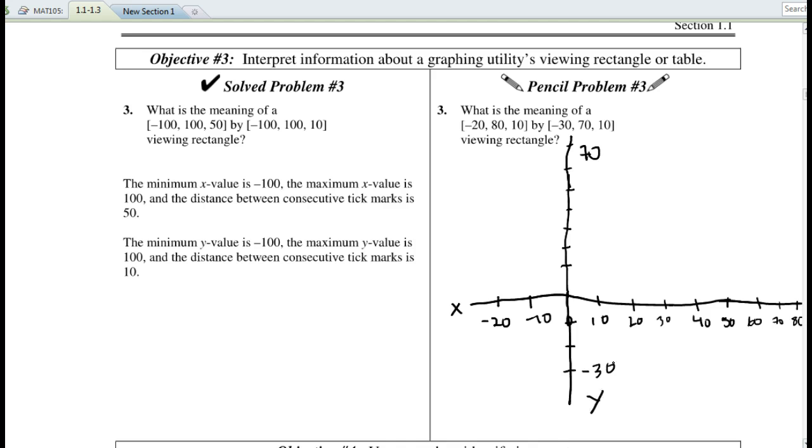So that's all they're telling you with viewing window, and that comes up if you use your calculator. If you hit the window button on any graphing calculator, it'll ask for x min, x max, and then instead of x step, it'll say delta x, so that would be your step size on the x-axis, and delta y would be the step size on the y-axis. So this is like the step size.